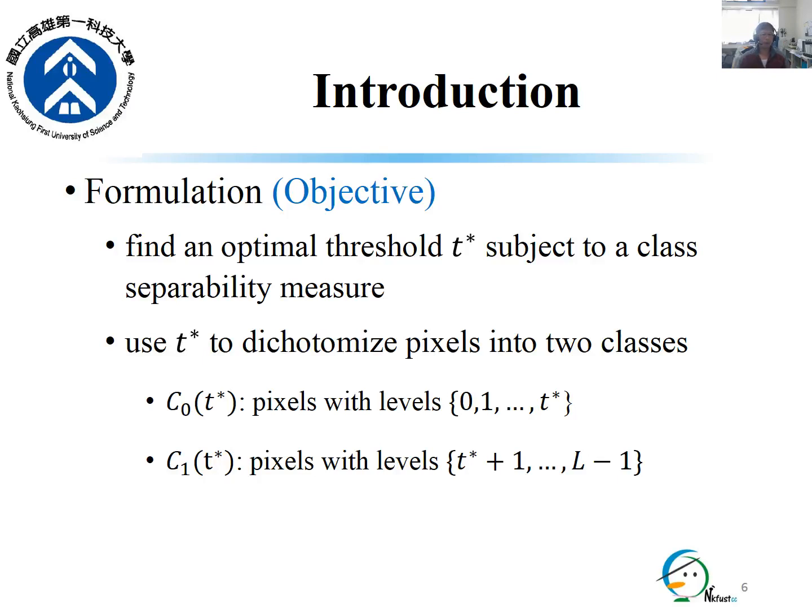The objective of the Otsu algorithm is to find an optimal threshold value t* subject to a class separability measure, which will be mentioned later. The selected threshold t* is then used to dichotomize pixels into two classes, C0 and C1. Pixels with gray level from 0 to t* are in the C0 class. Those with gray level larger than t* are in the C1 class.